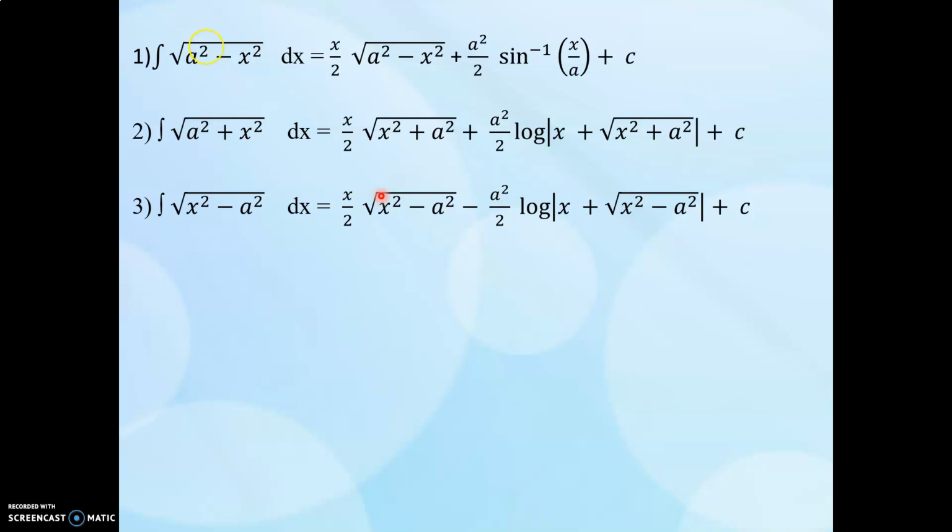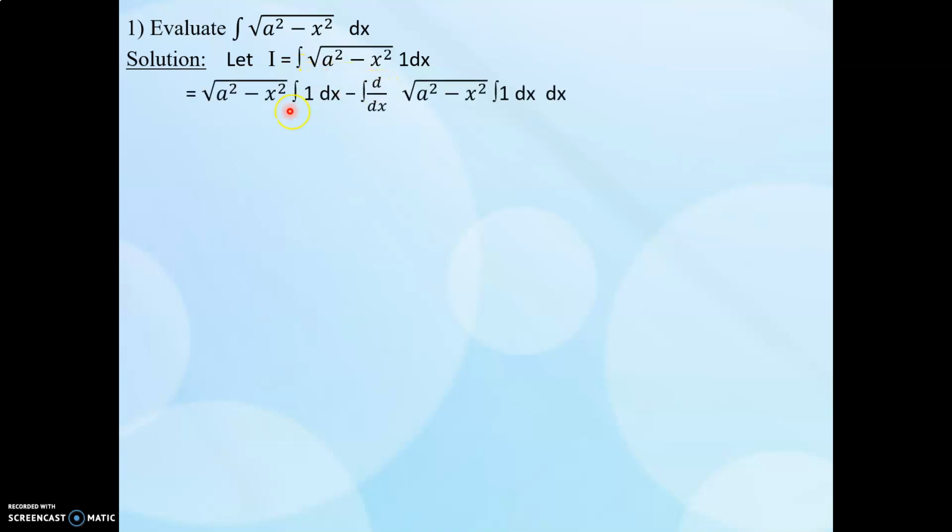So the formulas you have to learn by heart thoroughly. First one, integral root of a square minus x square dx is equal to x upon 2 root of a square minus x square plus a square upon 2 sine inverse of x upon a plus c. Integral root of a square plus x square dx is equal to x upon 2 root of x square plus a square plus a square upon 2 log mod x plus root of x square plus a square plus c. Integral root of x square minus a square dx is equal to x upon 2 root of x square minus a square minus a square upon 2 log mod x plus root of x square minus a square plus c.